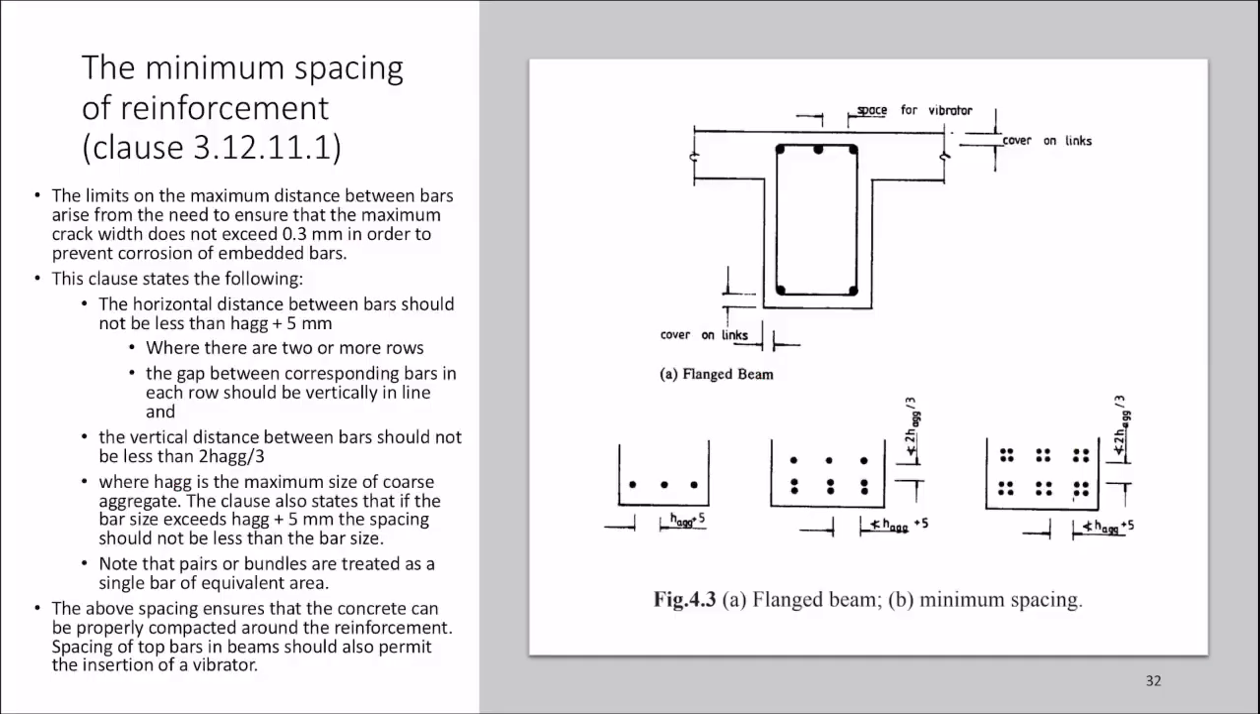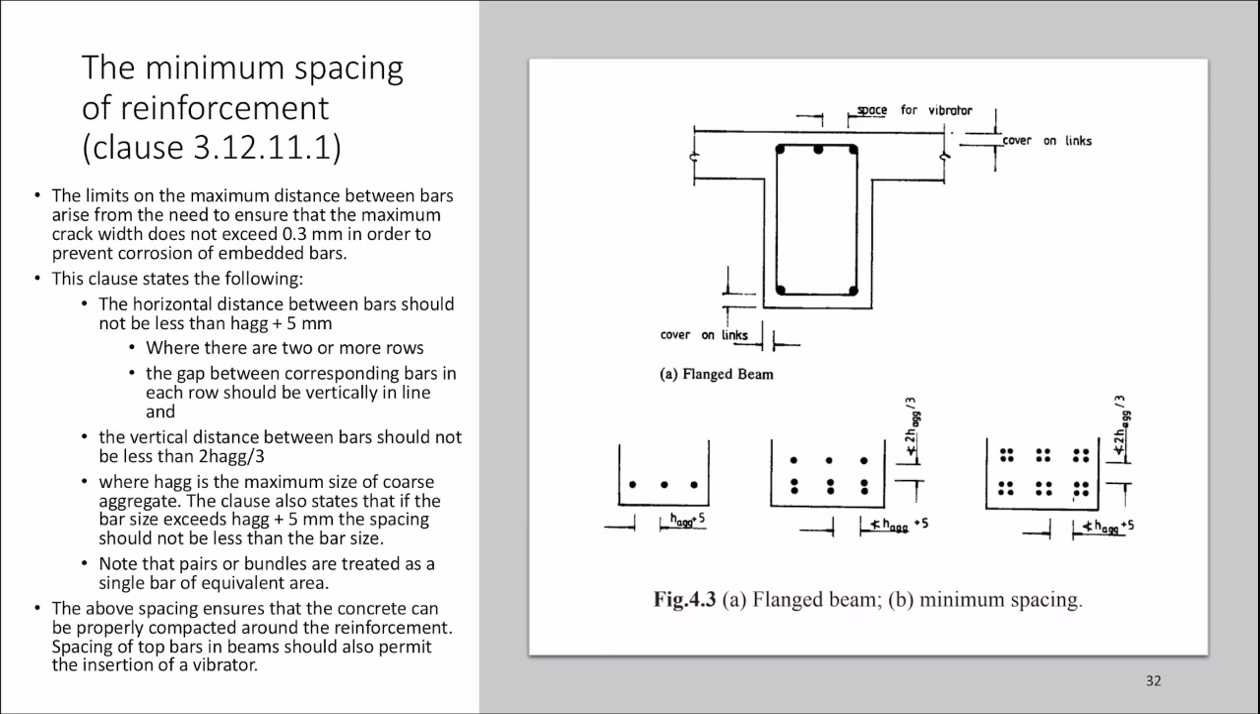Then we go to the minimum spacing of reinforcement. The limits on the maximum distance between bars arise from the need to ensure that the maximum crack width does not exceed 0.2 mm in order to prevent corrosion of embedded bars. That's why we need to avoid cracking of concrete because there are bars inside. If let's say it is exposed to the environment, it can cause corrosion.